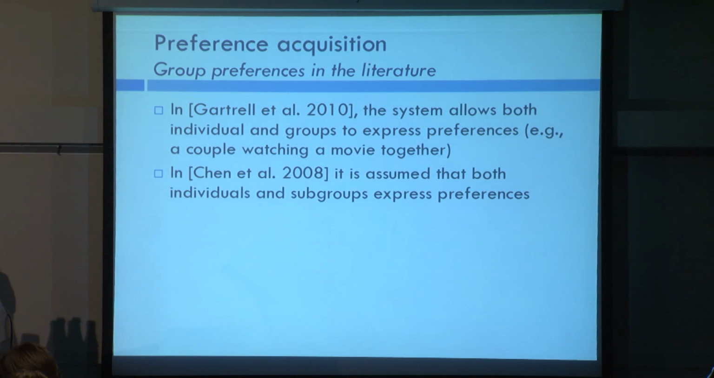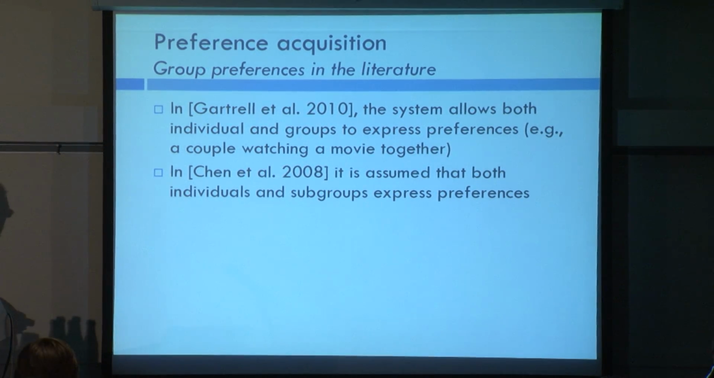In this paper from 2010, the system allows both individuals and groups to express preferences. So, for example, it considers the fact that when watching a movie, the individual preferences and the group preferences might be different. So somehow the group preferences are adapted because of the fact that the user is part of a group. And in this paper by Chen et al. from 2008, it is assumed that both individuals and subgroups express preferences.